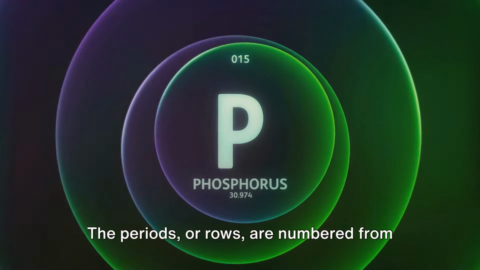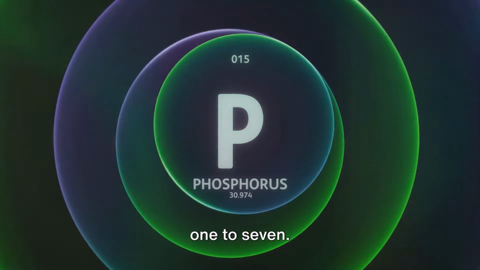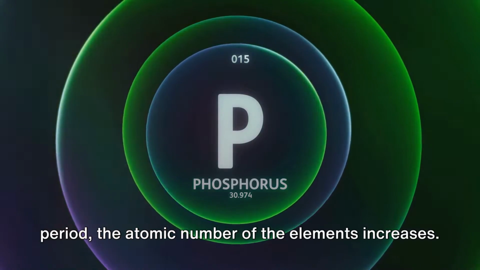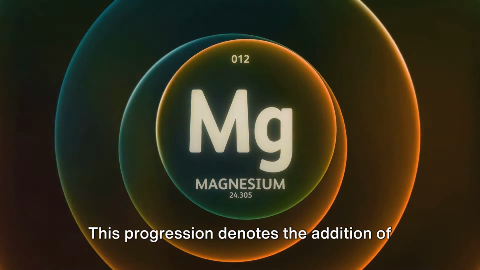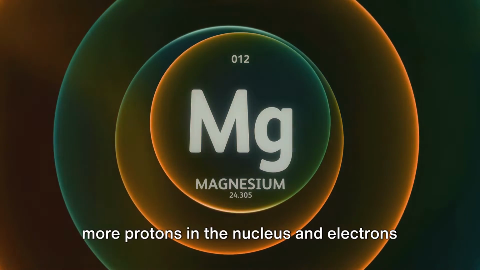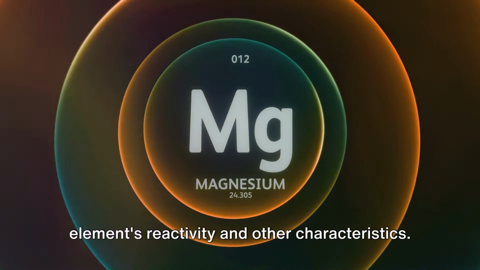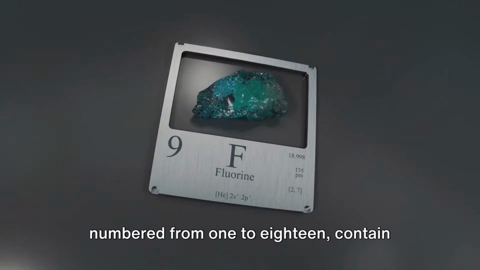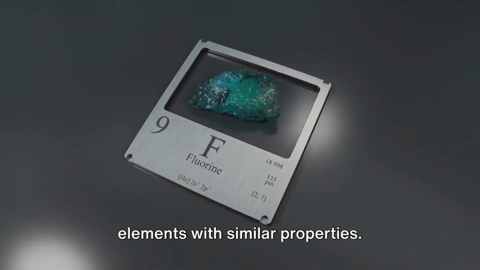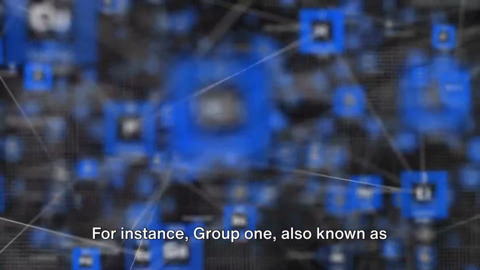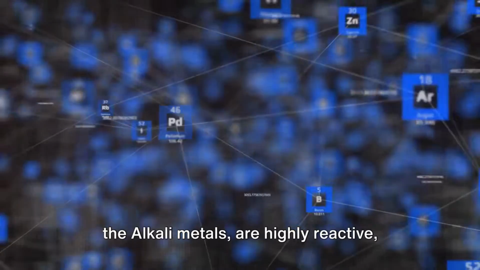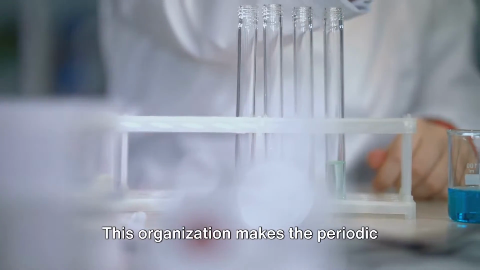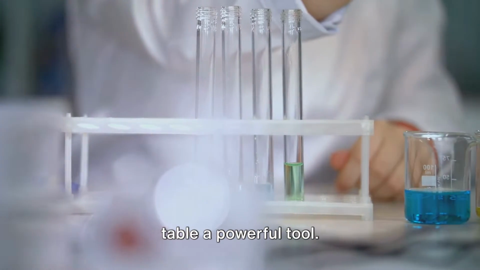about its chemical behavior. The periods or rows are numbered from 1 to 7. As you move from left to right within a period, the atomic number of the elements increases. This progression denotes the addition of more protons in the nucleus and electrons in the outer shell, influencing the element's reactivity and other characteristics. On the flip side, the groups or columns numbered from 1 to 18 contain elements with similar properties. For instance, Group 1, also known as the alkali metals, are highly reactive, while Group 18, the noble gases, are remarkably stable. This organization makes the periodic table a powerful tool.